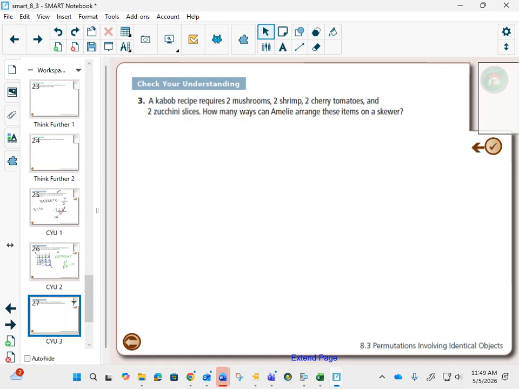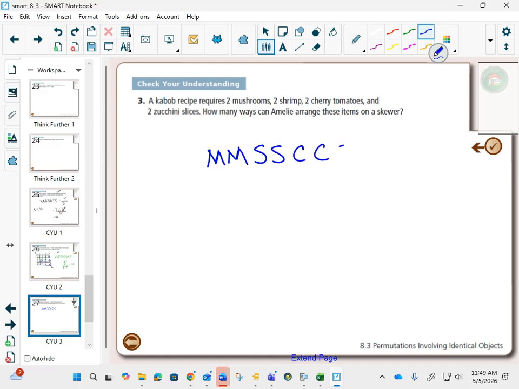So Emily's like, well, how many kebabs could I make, how many people can I invite and not have a fight? So how do we make this an identical object? Well, mushrooms I can do as M's, shrimps, cherry tomatoes, and zucchini slices. M's makes me think of mucus. Doesn't sound like a very appealing kebab anymore.